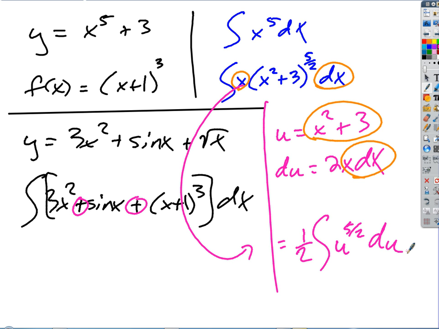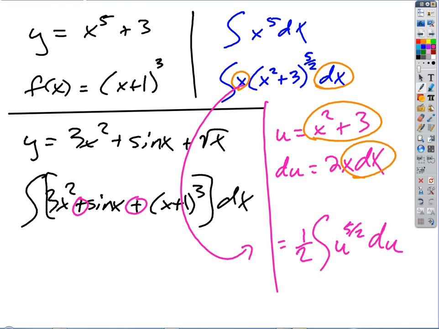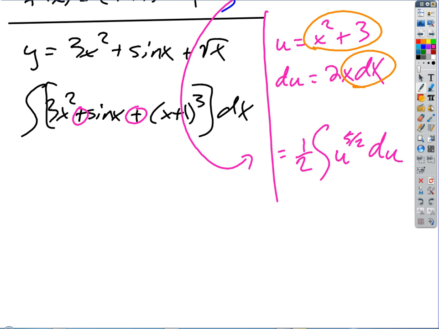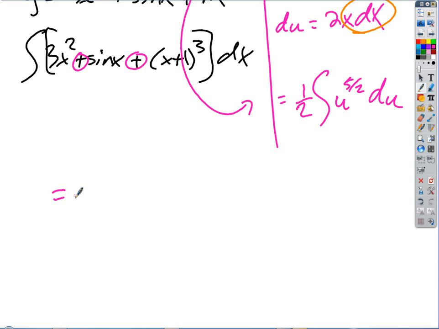And now that's easy, right? Now that's just a power rule problem. Should we finish it? Okay, why not? Let's finish it. So if we finish this up, what's that equal to? What does my power rule for integrals tell me about that?